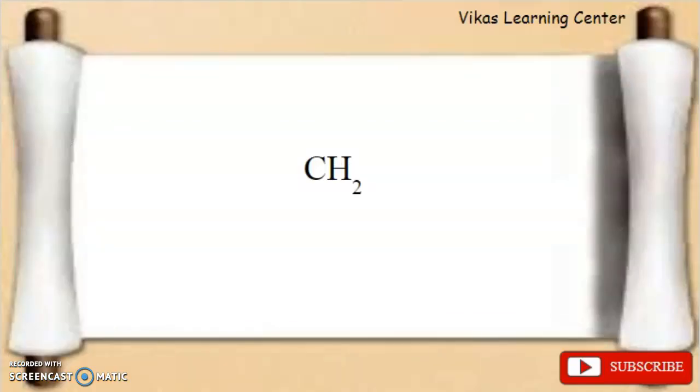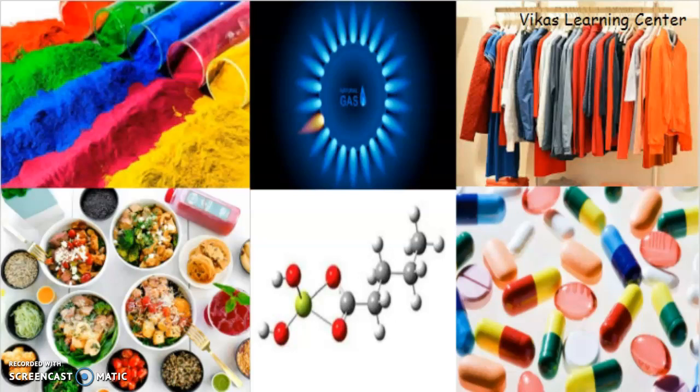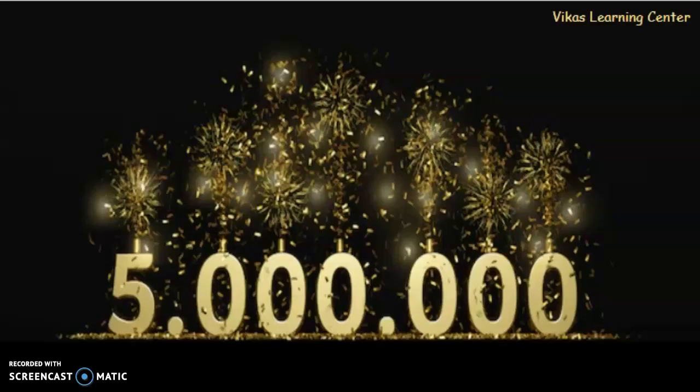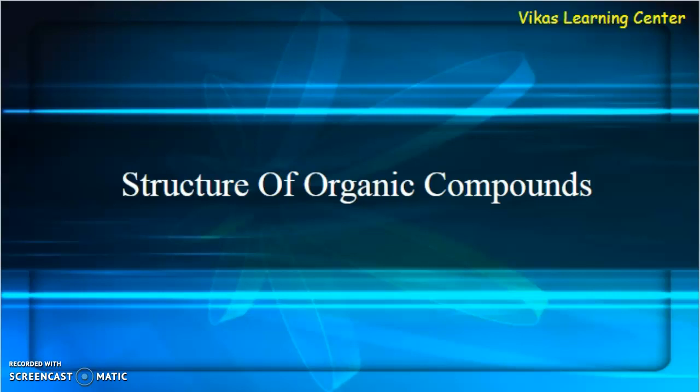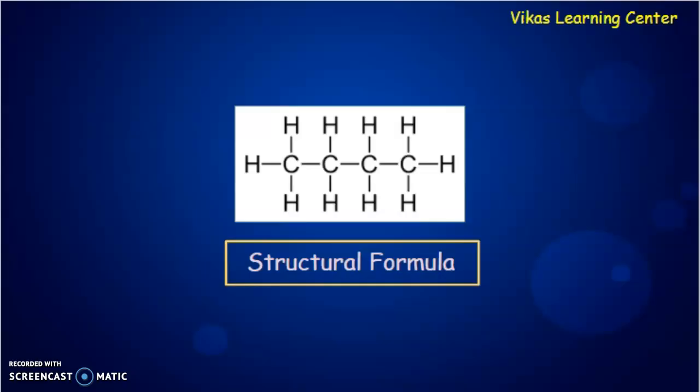As we all know, there is hardly any walk of our life where we do not come across organic compounds. There are more than 5 million organic compounds known today, and thousands of new compounds are added every year to the existing lot. So it is quite important for us to understand how to write the structure of organic compounds. Let us consider an example here.